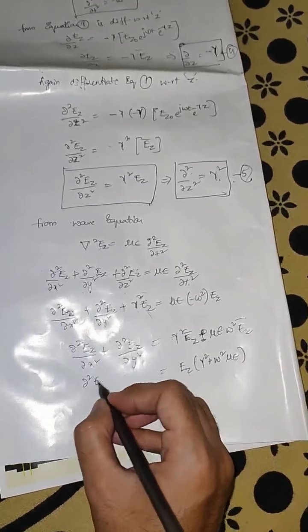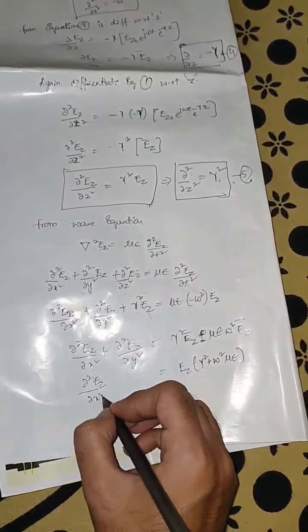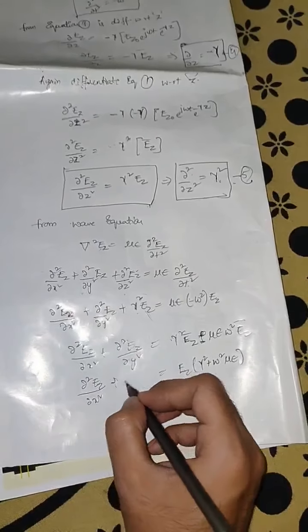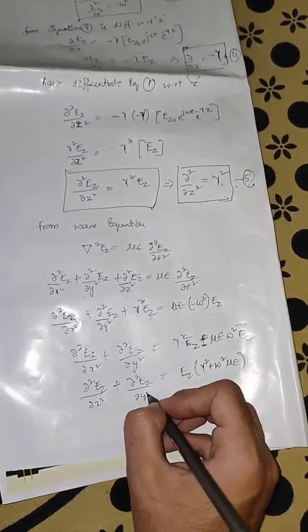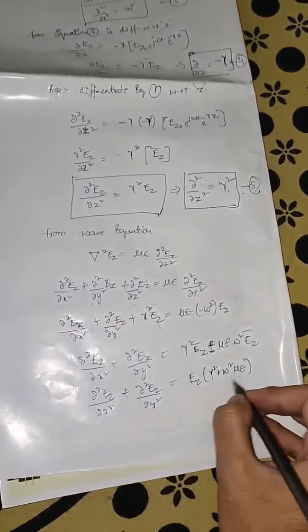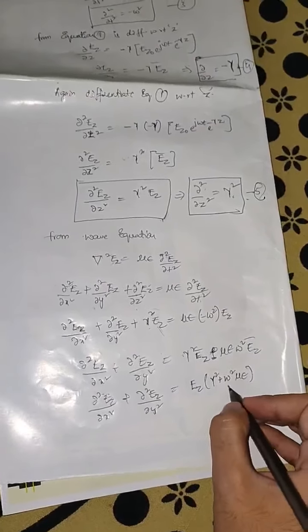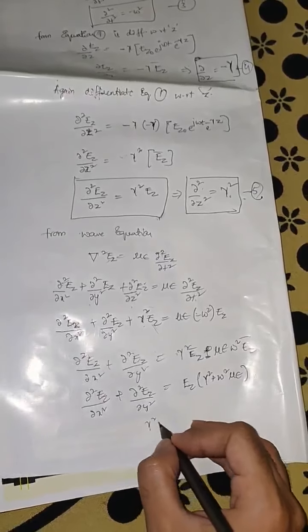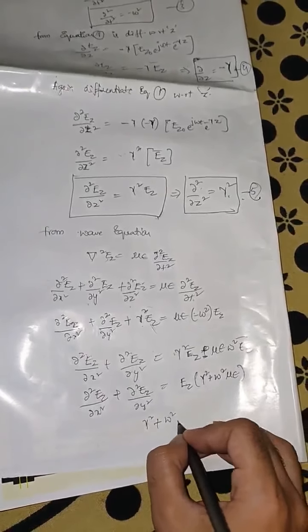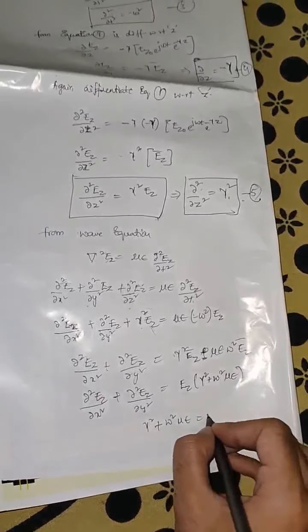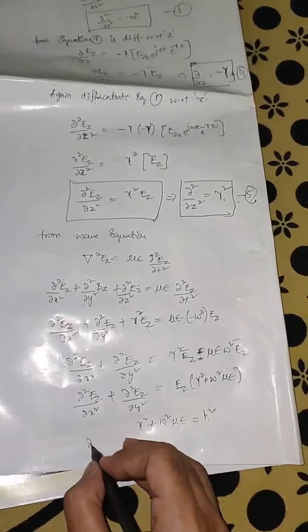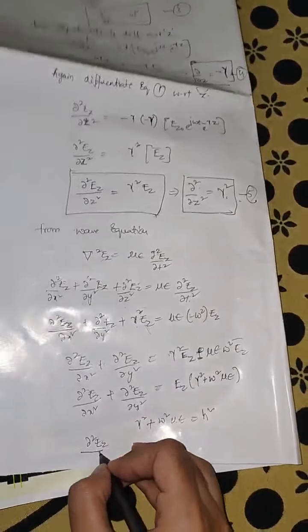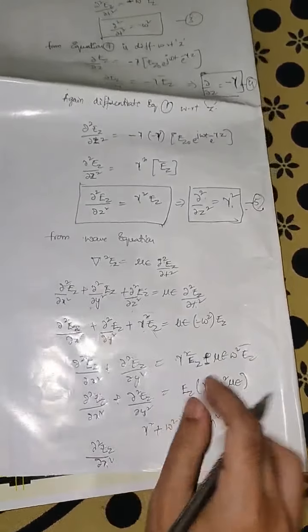So this is nothing but ∂²Ez/∂x² plus ∂²Ez/∂y². Okay, so this can be treated as a constant. As this is a constant, you can write γ² plus ω² μ ε is equal to h². Okay, so this can be replaced with h². So the equation is changed to ∂²Ez.